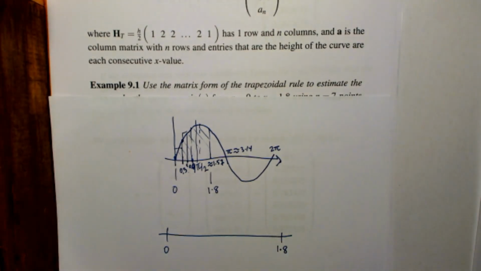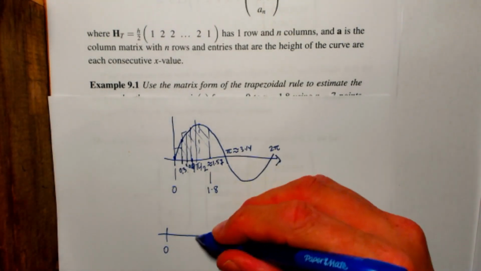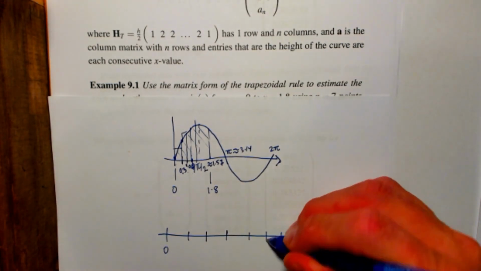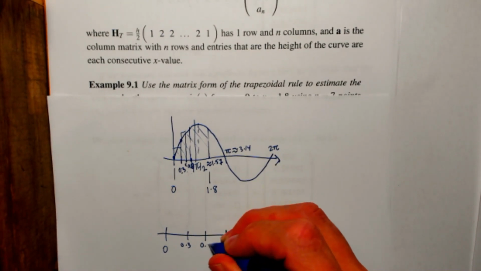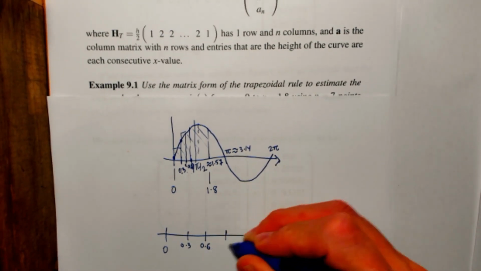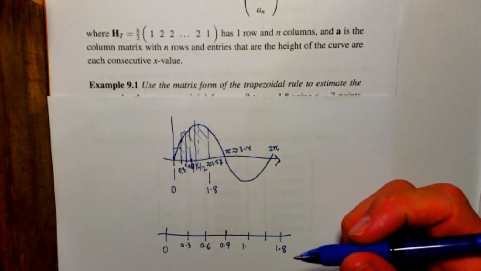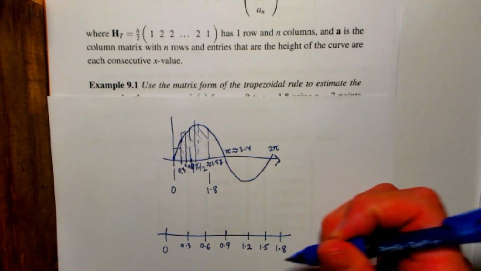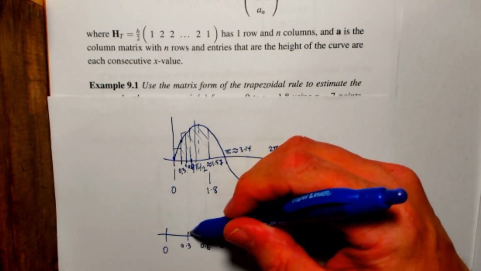All right, now 18 divided by 3 is 6, so I want to divide this into 6 portions. Okay, now let's see if that works out. 0.3, 0.6, 0.9, 1.2, 1.5, and 1.8. Okay, so we've got 6 segments.